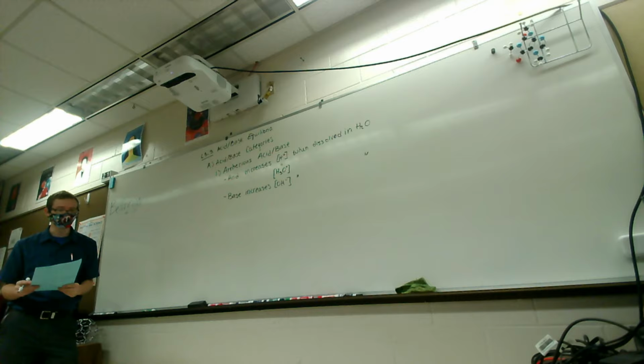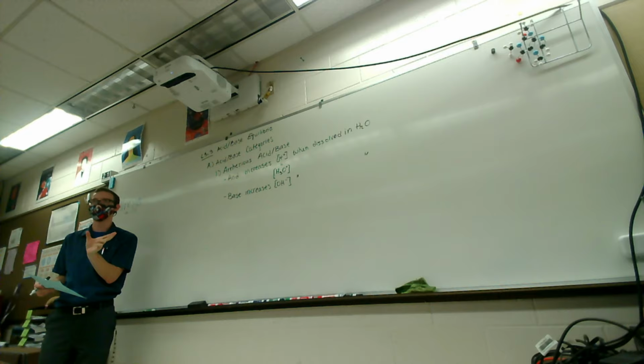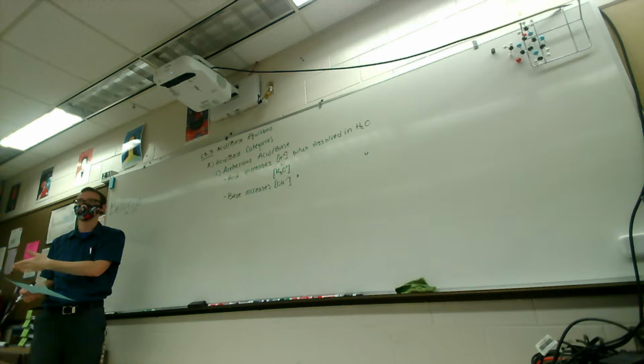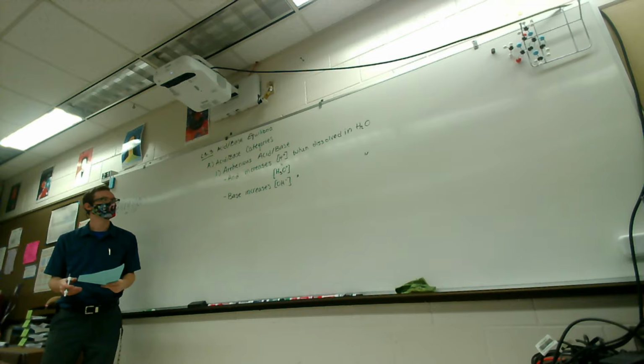Pretty straightforward here. These are pretty easy to identify because if you just add water to it, as a hypothetical reaction, and see what the products are, and it's H plus, H3O plus, or OH minus, then it's either an Arrhenius acid or an Arrhenius base.